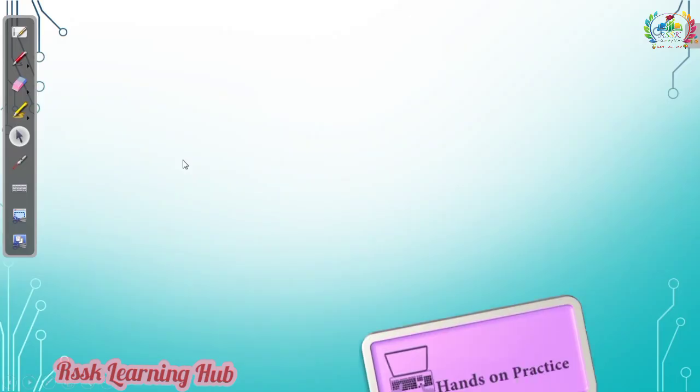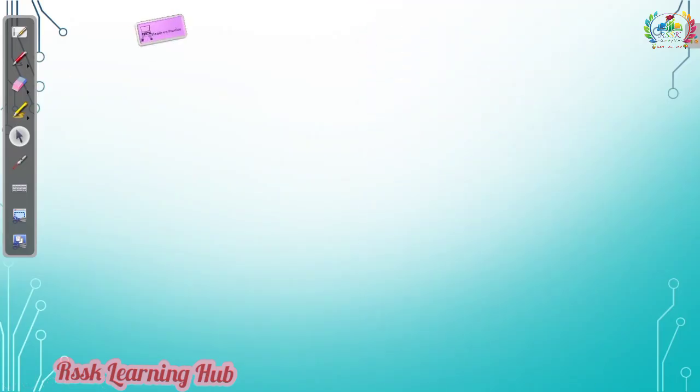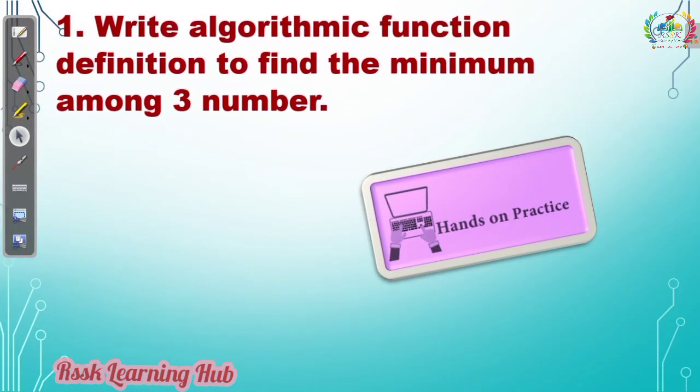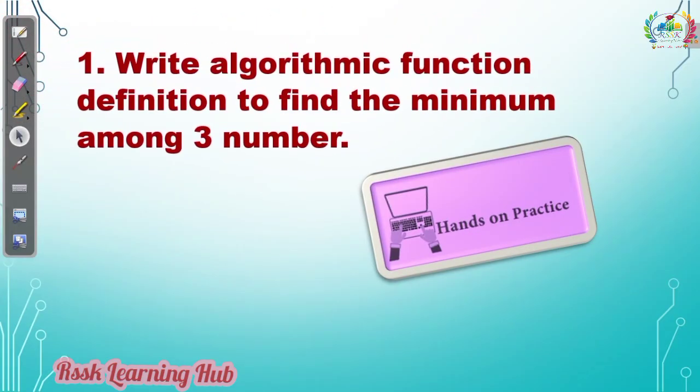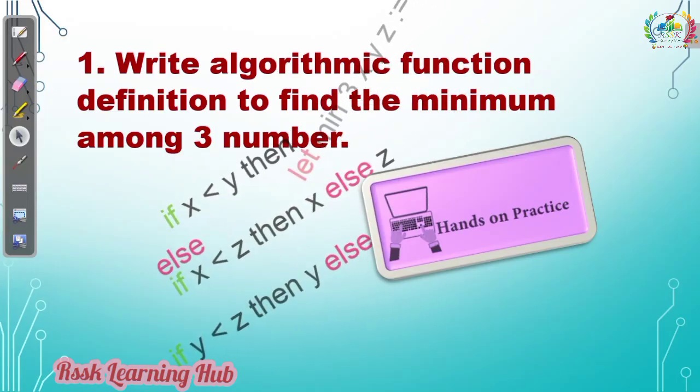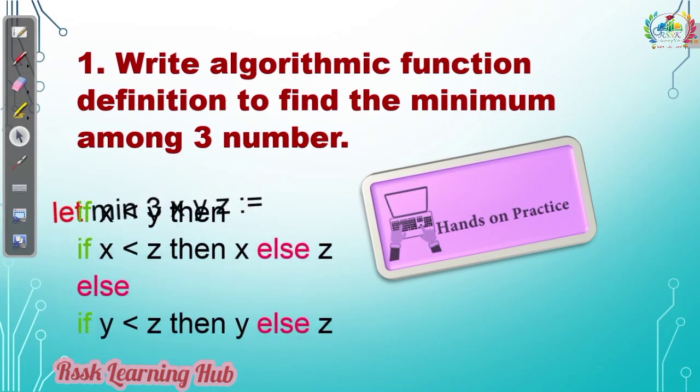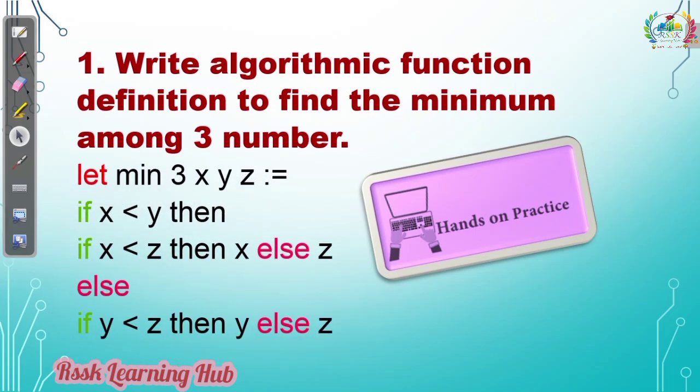What is your first question? Write an algorithmic definition to find the maximum among 3 numbers, right? So what are the requirements you need? You need 3 variables and you need a function name. So what is your function? Start with the keyword let. You are going to find the minimum of 3 numbers, so I am specifying your function name as min. This is your function name.